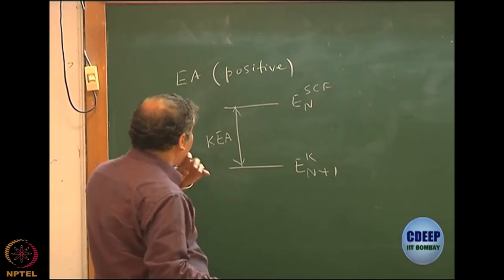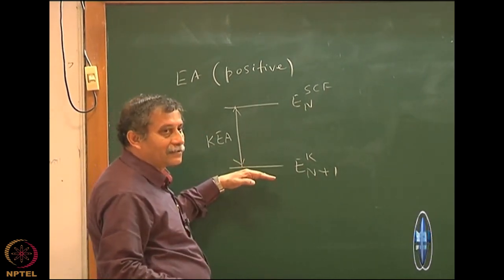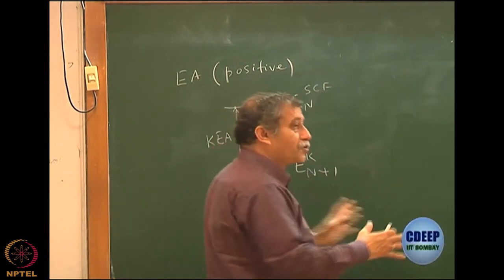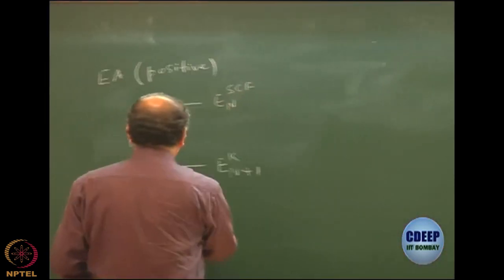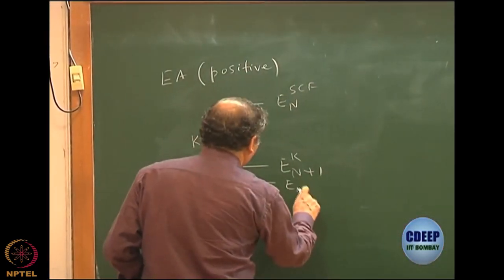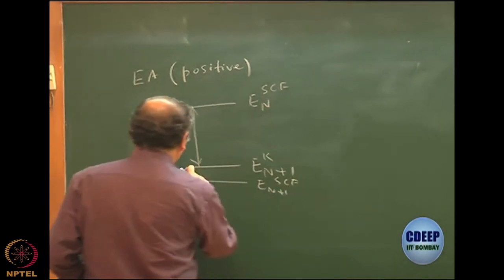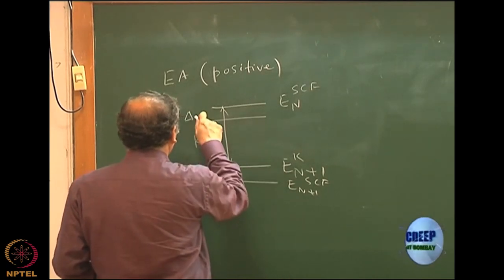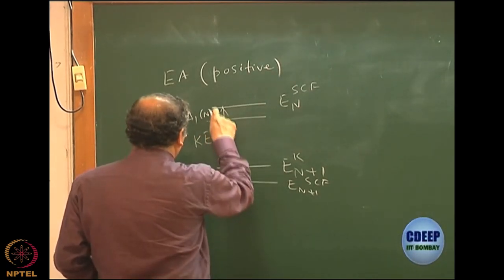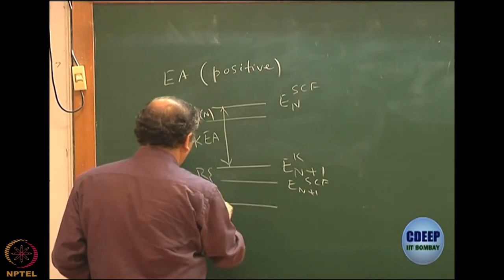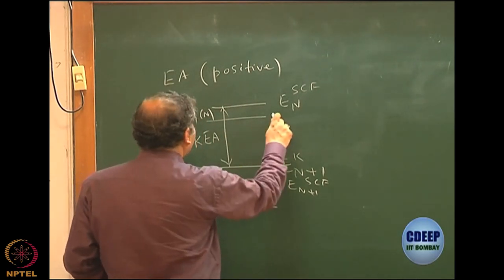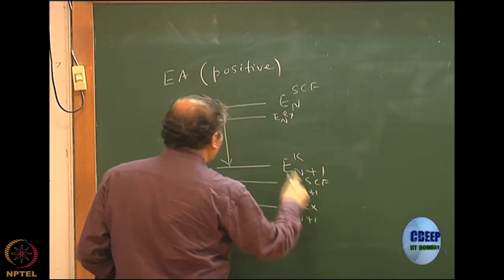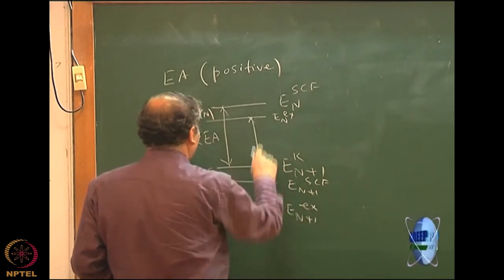Now, what will happen is that E n plus 1 will relax, correct, just like n minus 1 relaxed, because that is where we have frozen the orbitals. So, this will have a relaxation energy. So, let us say this is E n plus 1 SCF. So, this is your relaxation energy R, and then both of them will have a correlation. So, again this is delta 1 for n, and then there is a delta 2 for n plus 1, and this is E n exact, this is E n plus 1 exact. So, your exact electron affinity is this.